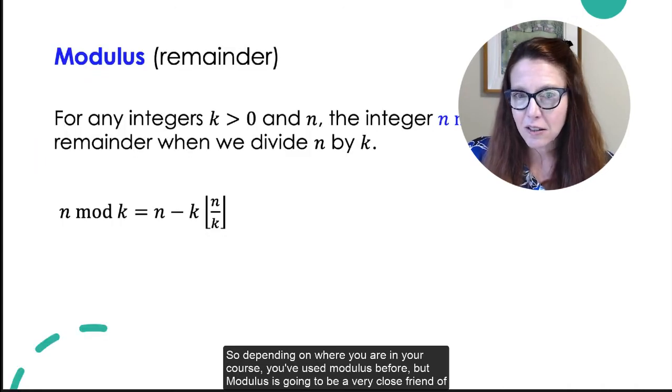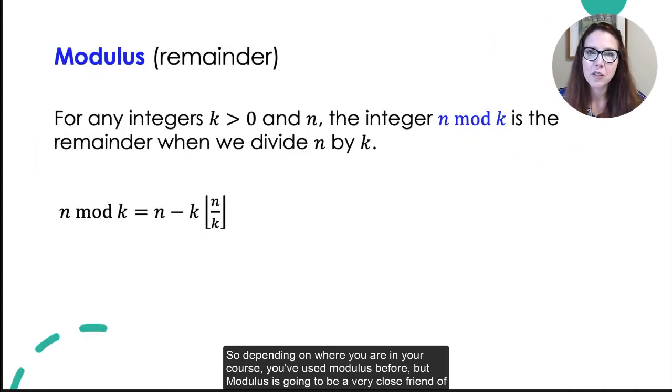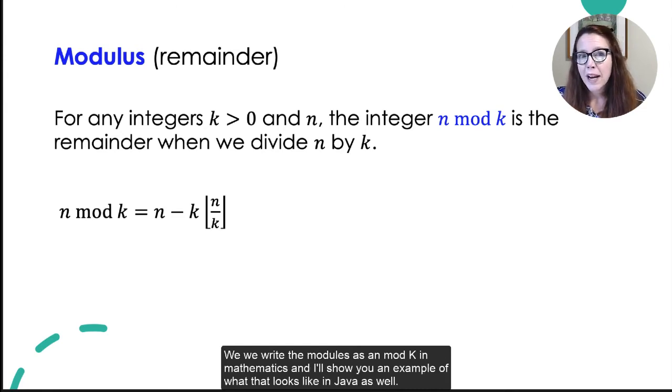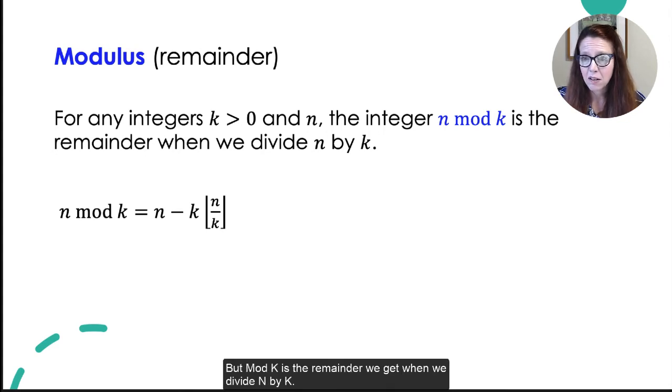Depending on where you are in your course, you've used modulus before, but modulus is going to be a very close friend of yours, and it's basically what returns the remainder. If you have two integers, k being greater than 0, we write the modulus as n mod k in mathematics. I'll show you an example of what that looks like in Java as well. But n mod k is the remainder we get when we divide n by k.